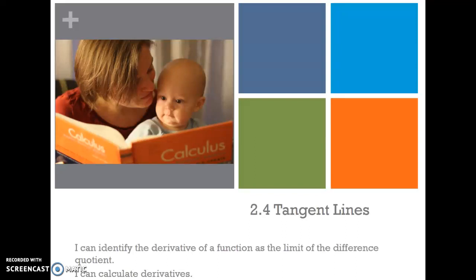Okay, this is 2.4. This is kind of like baby calculus. We're going from just looking at limits as an isolated thing to seeing how limits relate to the rest of calculus. My goal for you today is I want you to identify the derivative of a function as the limit of the difference quotient, and we're going to talk about what a difference quotient is, and I want you to be able to calculate derivatives.